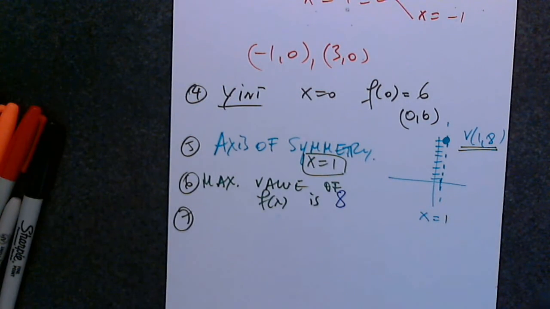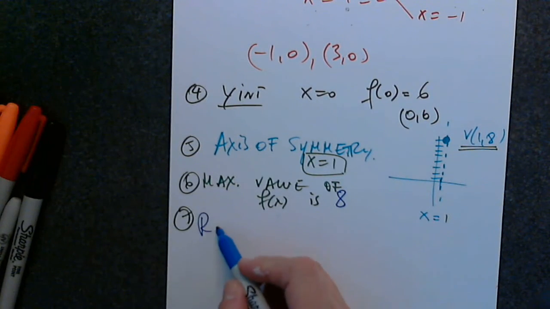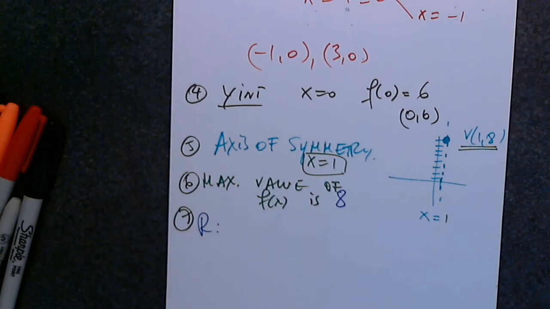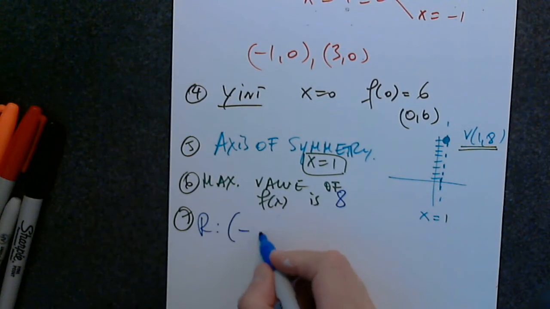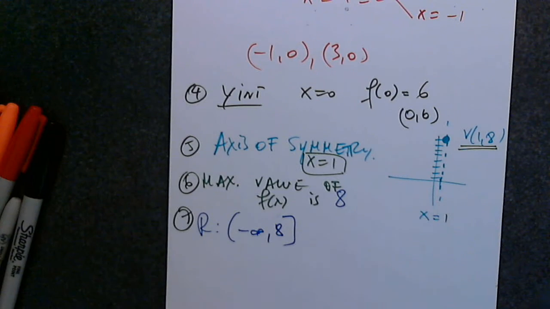Very good. And the last thing that we have to write is the range. When we graph this, we determine the range, and you can also determine the range from here, knowing that it has a maximum and the vertex is (1, 8). So what will be the range? Very good. Indeed. Negative infinity to 8. We know the range and we haven't even graphed the function. Why? Because we use transformations on this function and we know everything about it.